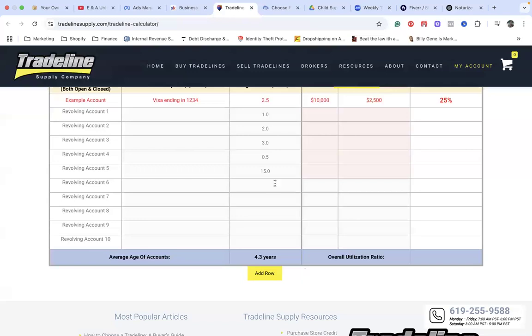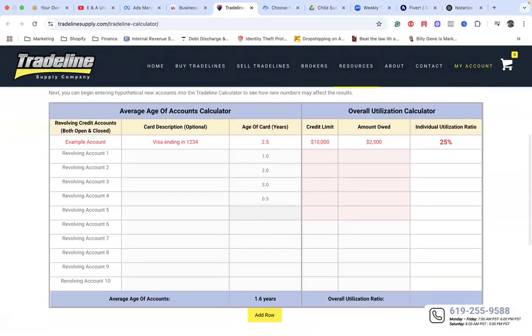If I get a 25-year-old, it'll put me at 6 years, because they go based off the average. So this trade line calculator is going to give you everything you need without having to do the math. It's already calculating it for you.